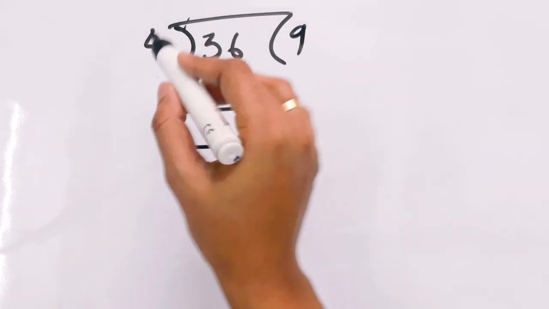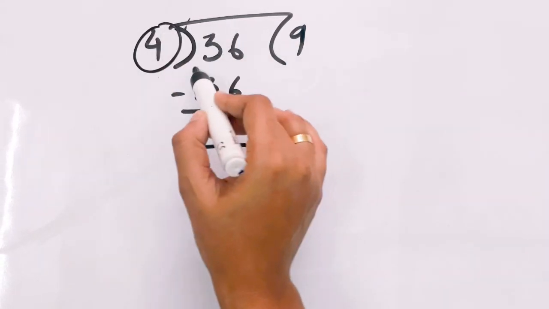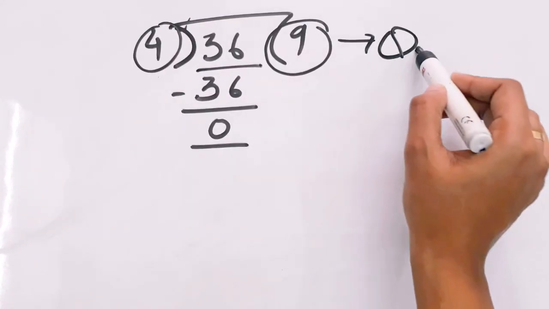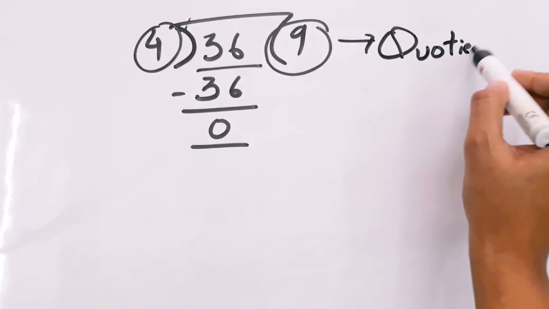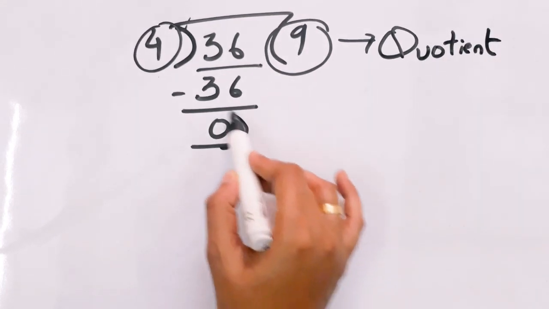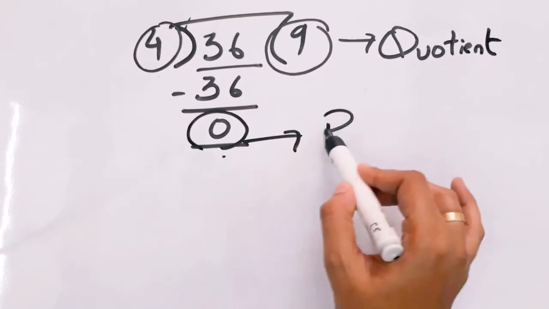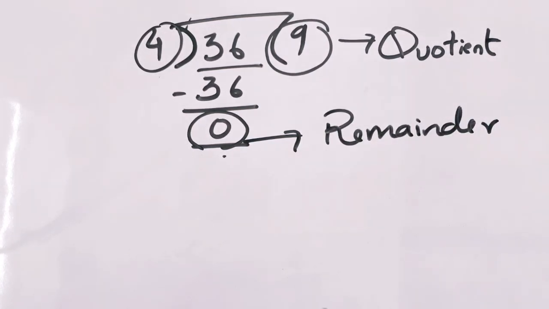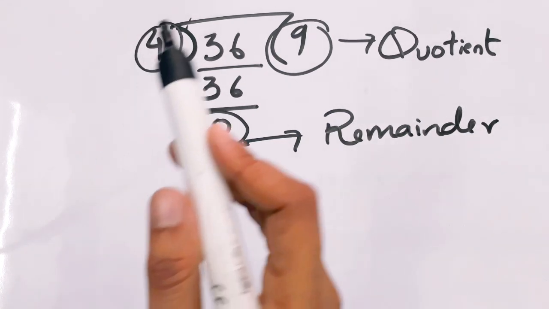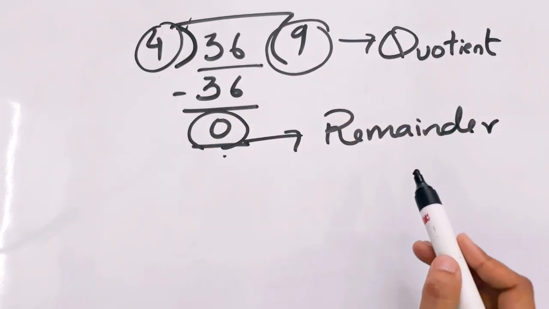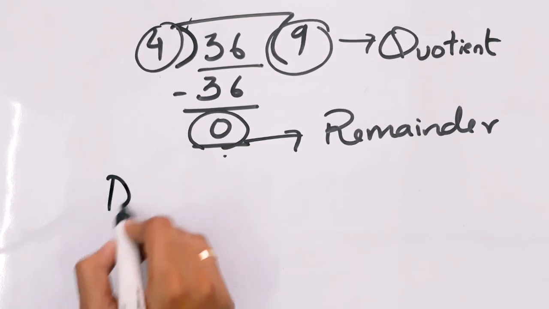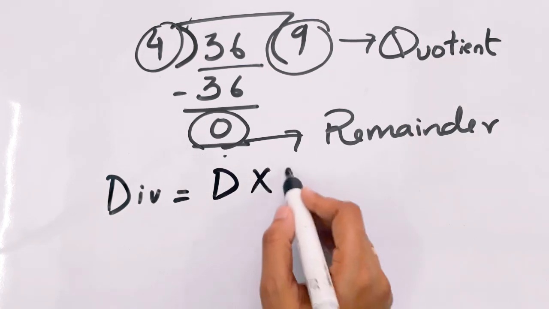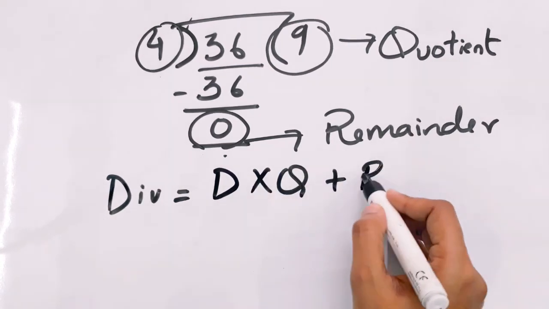So this is my divisor, this is my dividend. The answer which I am getting is called the quotient, and the leftover at the end is called the remainder. So what is the relationship between divisor, dividend, quotient and remainder? The relation is: dividend is equal to divisor into quotient plus remainder.